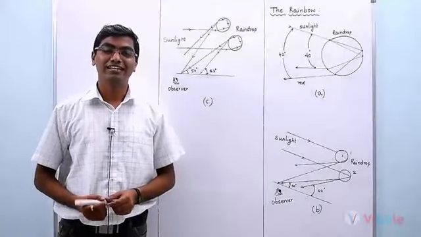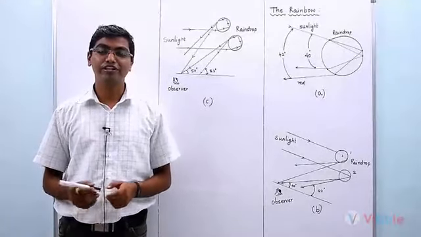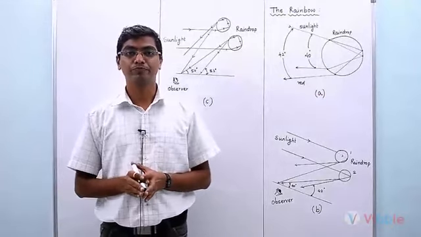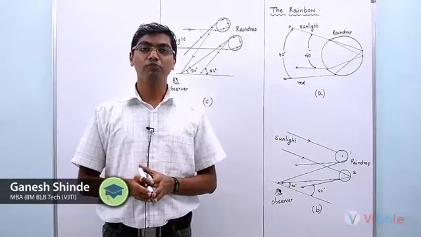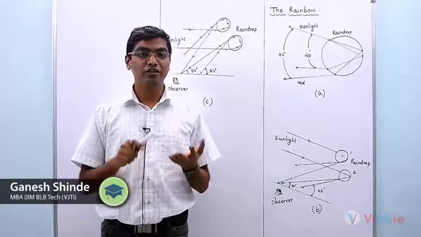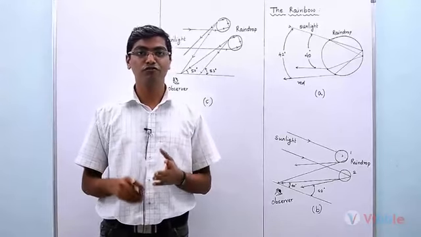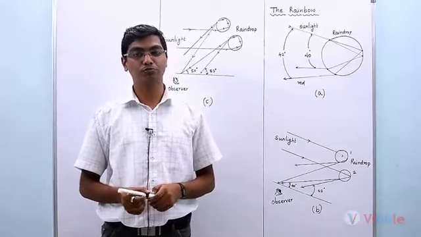Hello friends, let's see one very interesting example where refraction comes into picture. The example is of the rainbow. Rainbows are formed because of the combined effect of refraction, reflection and dispersion of light because of the raindrops.